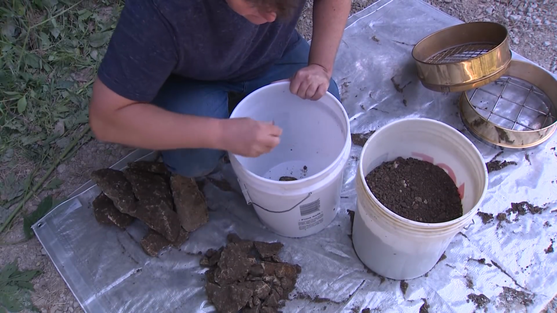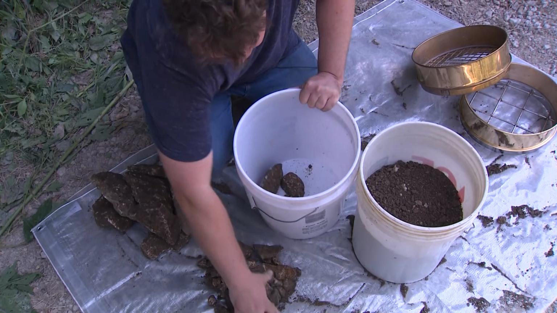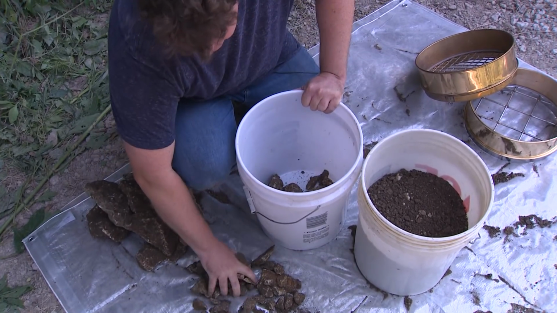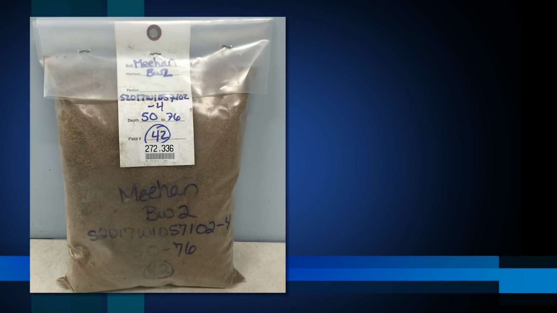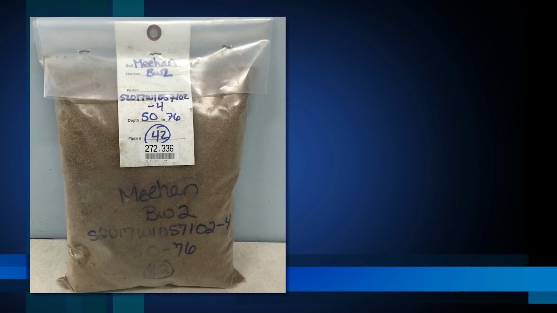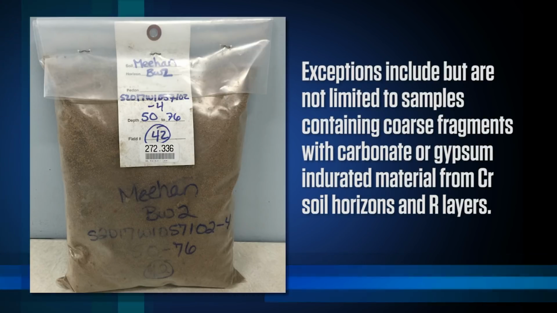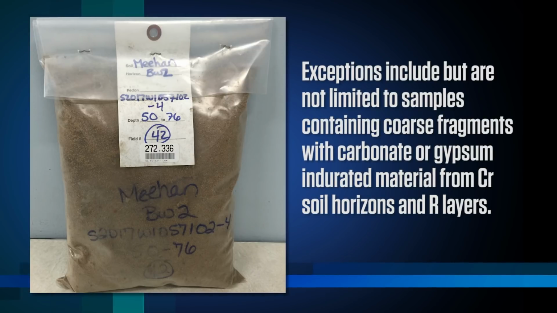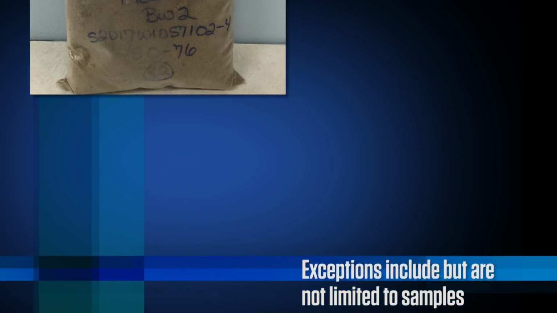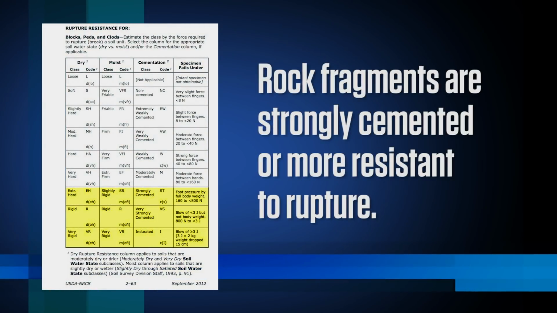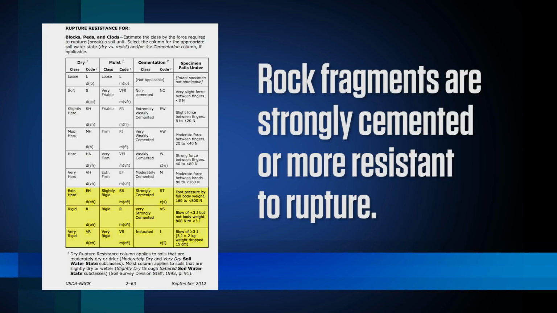Because of this, it is essential to collect a quality sample of proper size prior to submitting it to your lab. Rock fragments are generally sieved and excluded from most chemical, physical, and mineralogical analysis. Exceptions include, but are not limited to, samples containing coarse fragments with carbonate or gypsum indurated material from CR soil horizons and R layers. Rock fragments are further defined as strongly cemented or more resistant to rupture.